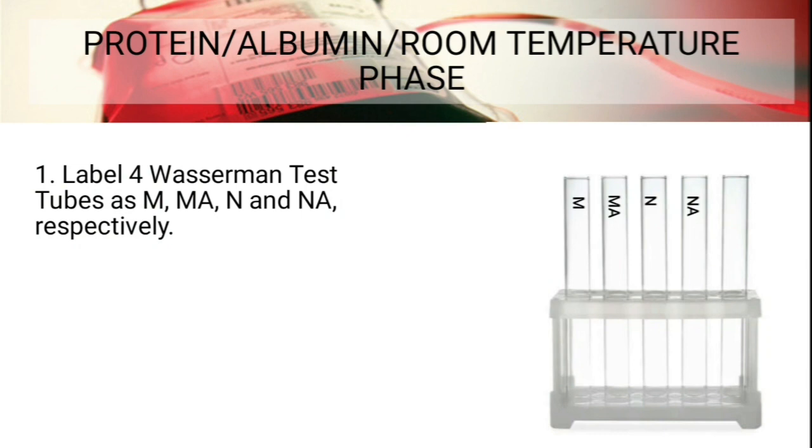So our cross-matching or our compatibility testing has three phases. The first one is the protein or albumin or room temperature phase. For the procedure, first label 4 Wassermann test tubes as M, MA, N, and NA respectively.